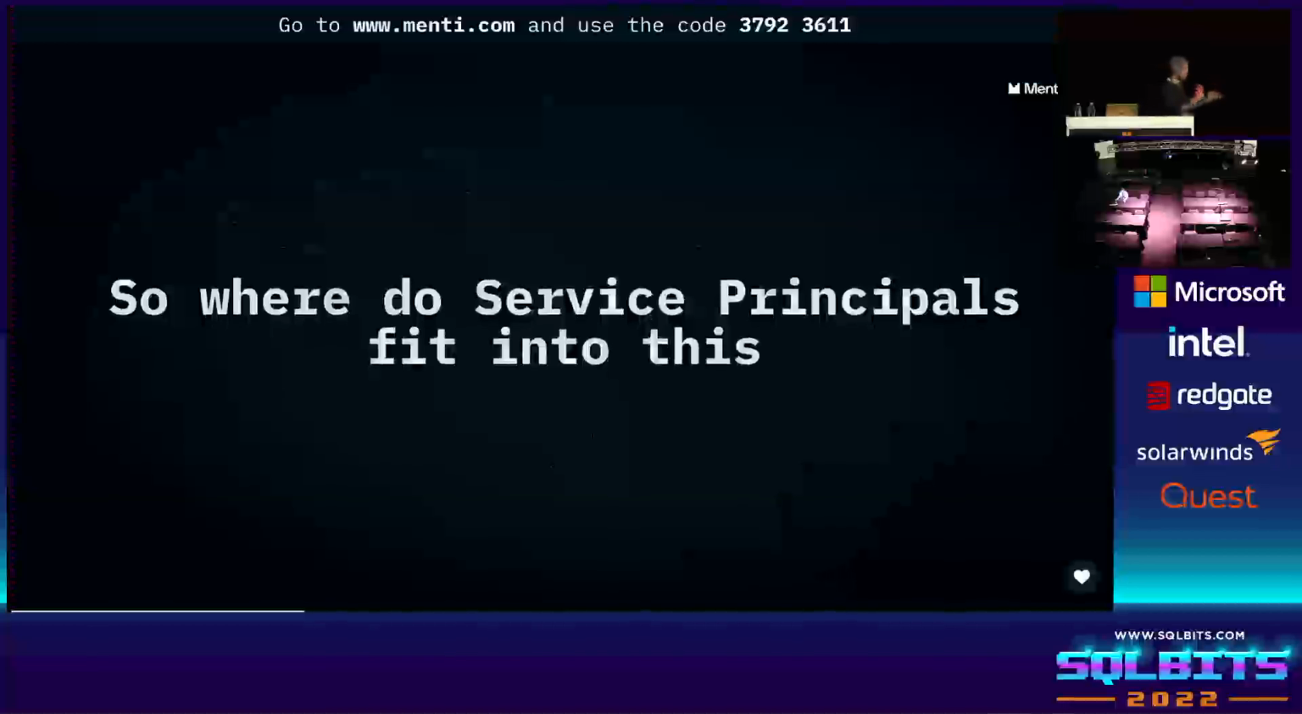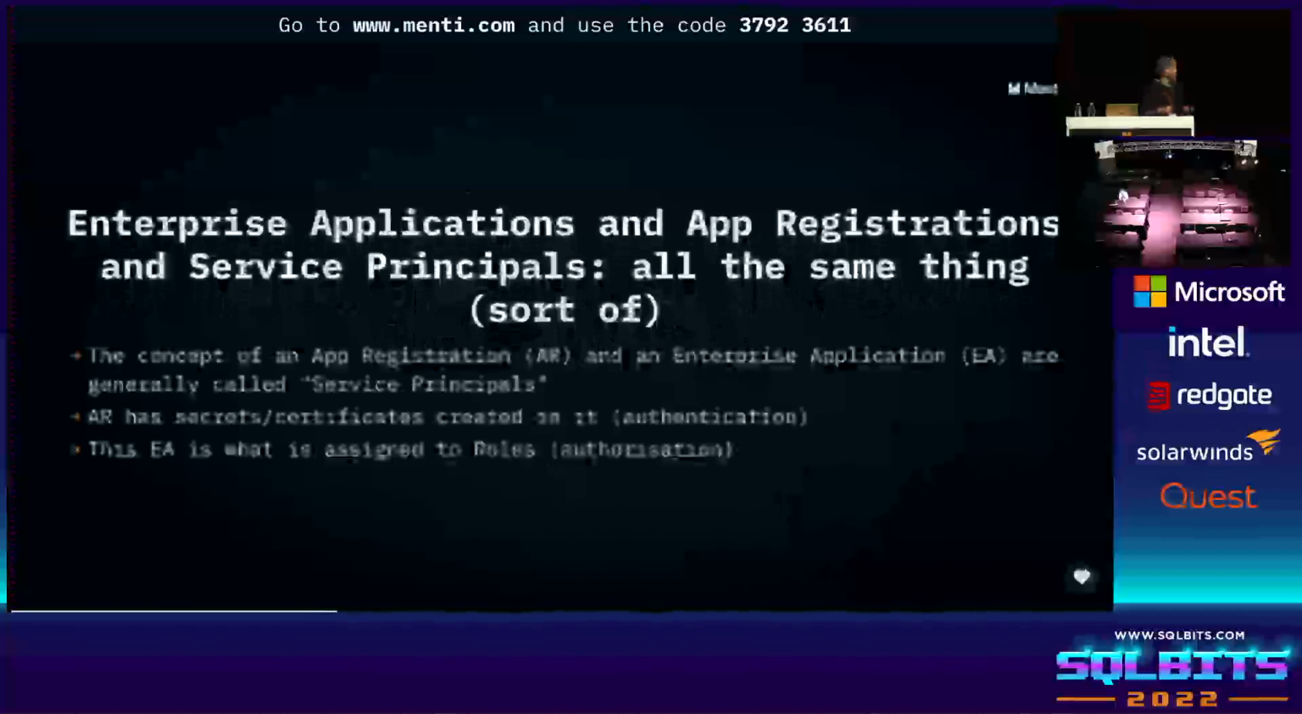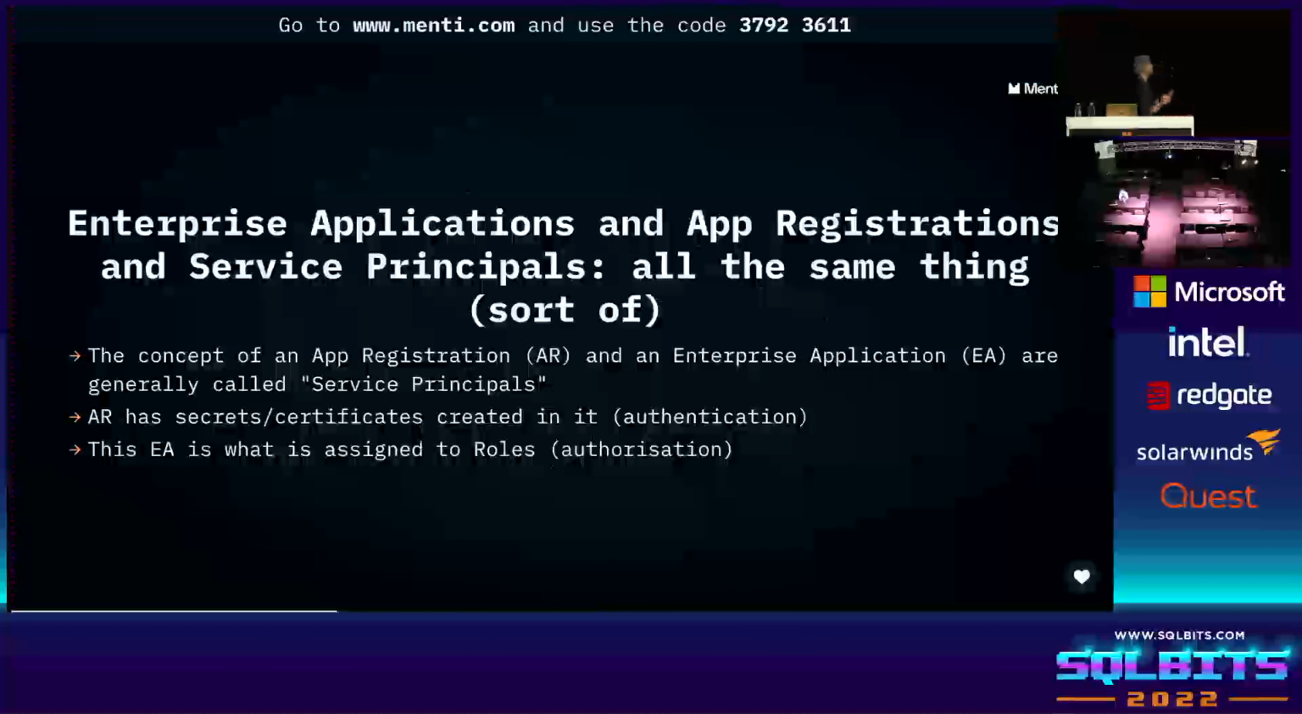So where do service principals fit in this? A lot of people talk about service principals with Azure. You know, you need to log in, you need to go and create a service principal. Service principals are basically enterprise applications, and they're also app registrations, which is in the Azure AD tab. So they're all kind of the same thing, but not really, but yeah, kind of. Basically, they're all kind of flagged under the service principal banner.